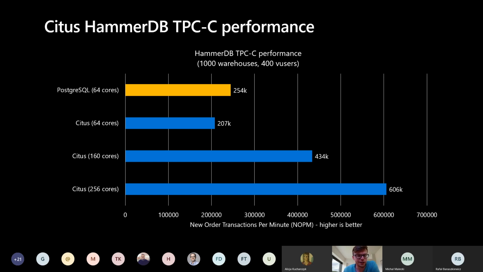But if we're looking at 64 cores here, that's often more or less the maximum that cloud providers offer you. So if you need more throughput than that, you're stuck. And then with Citus, you can actually just keep scaling out. So we can get more than 2 times higher throughput if you add more workers. Of course, it costs more, but that might actually be worth it for your business.